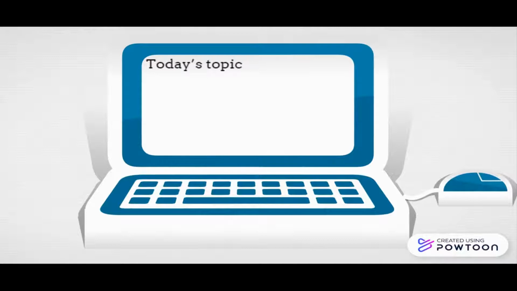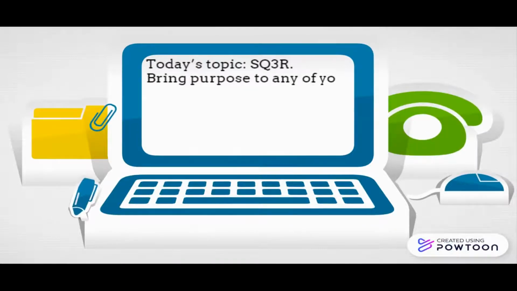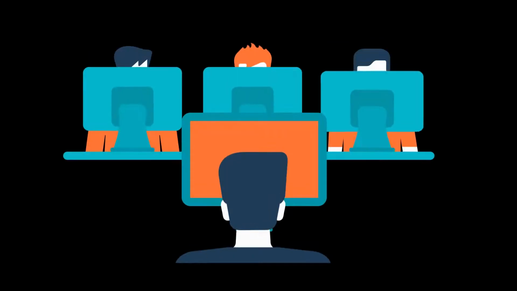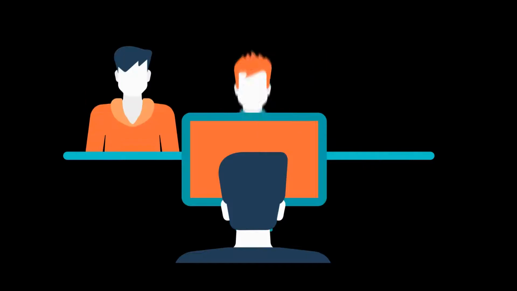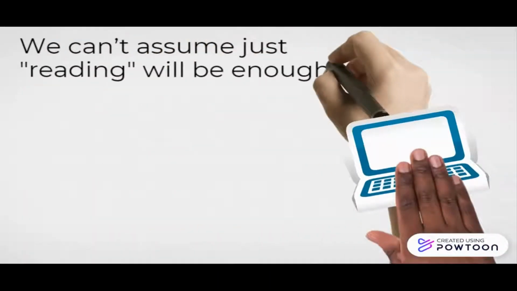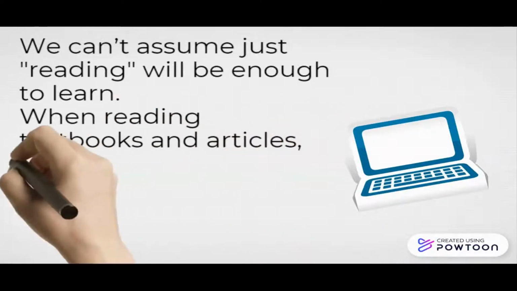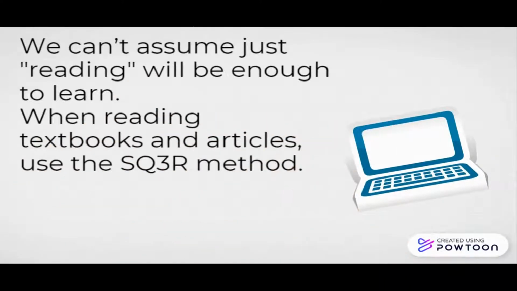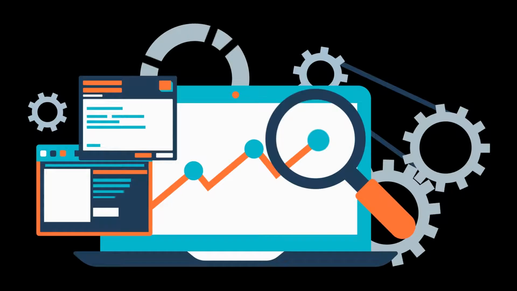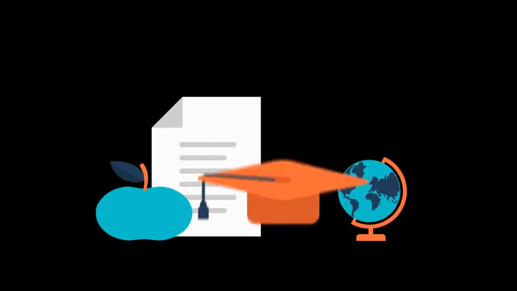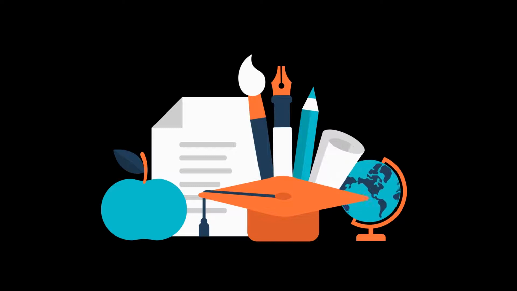Today's topic is SQ3R. Bring purpose to any of your course readings and assignments. To understand course content or assignment requirements, we can't assume just reading will be enough to learn. When reading your course's textbook and articles, the SQ3R method can provide purpose to how you read, so you can acquire the information you need to be prepared for your next class, exam, or accurately complete an assignment.